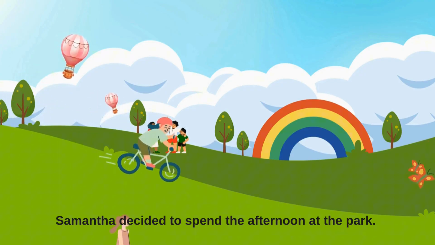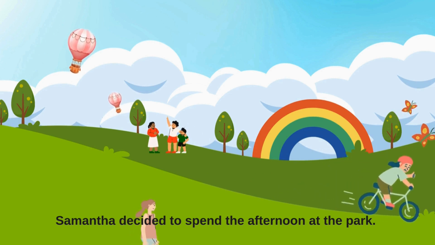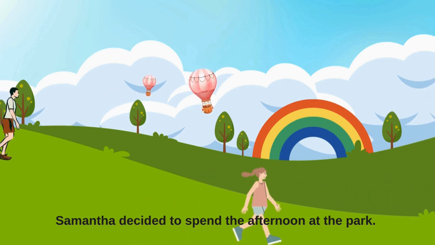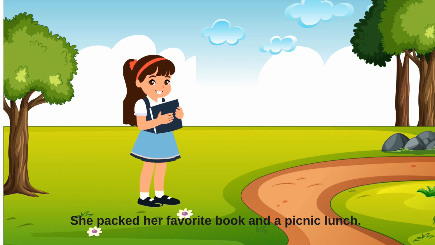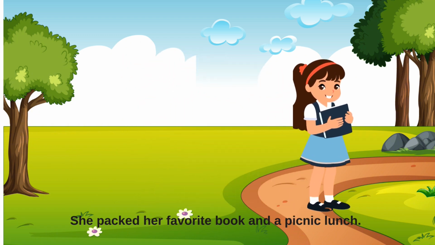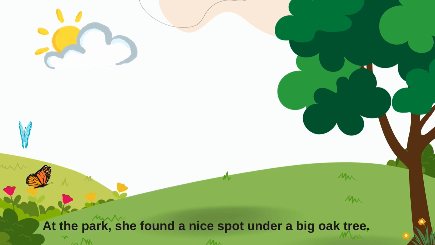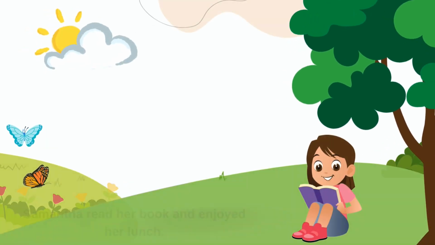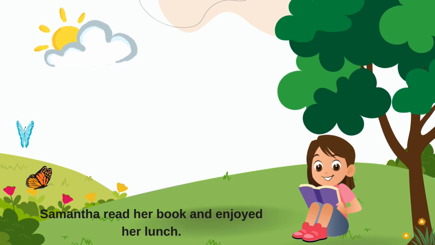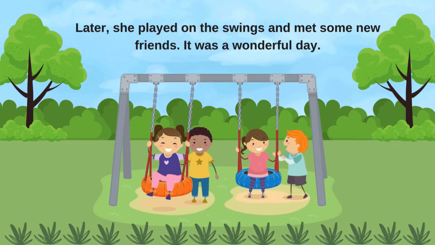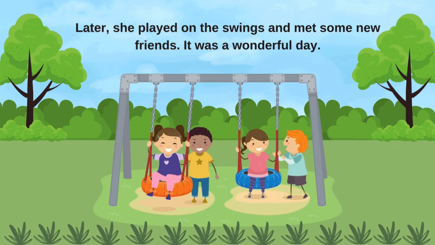So let us read the story. So Samantha decided to spend the afternoon at the park. She packed her favorite book and a picnic lunch. At the park, she found a nice spot under a big oak tree. Samantha read her book and enjoyed her lunch. Later, she played on the swings and met some new friends. It was a wonderful day.